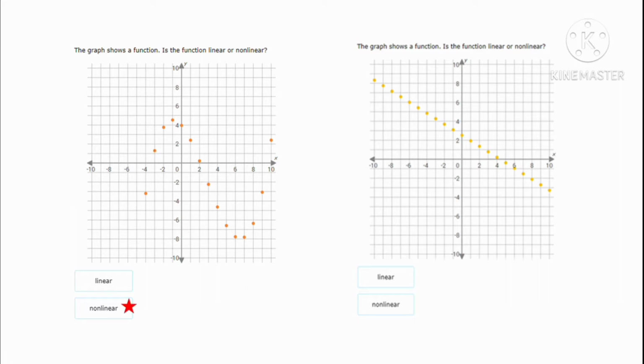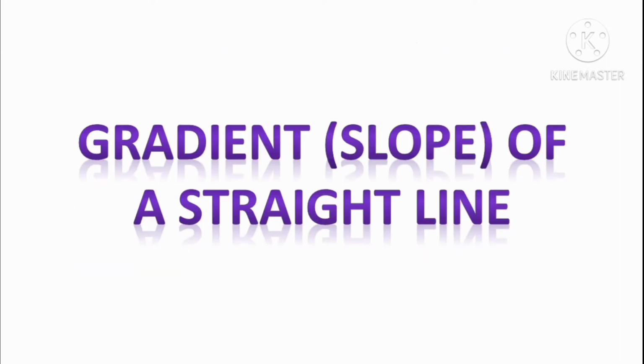So the second picture, is this function linear? Yes, it is absolutely linear. As shown here, it is a straight line. So we will go further to learn about the gradient, or slope, of a straight line.